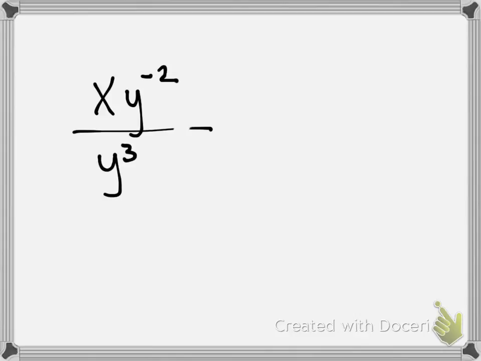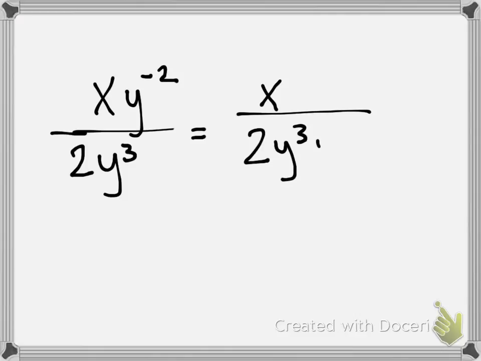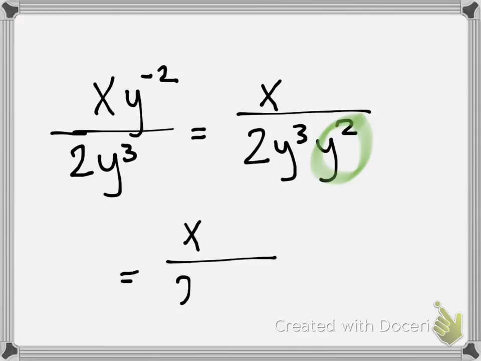So for instance, if I had xy to the negative 2 over y to the 3rd, and let's throw a 2 in there just for fun, that would be the same as x over 2 y cubed times y squared. The only thing I've done was move this piece to the bottom of the fraction so that the exponent would go positive. And now when you combine the y cubed and y squared, because those are common factors, that's going to equal x over 2y to the fifth.